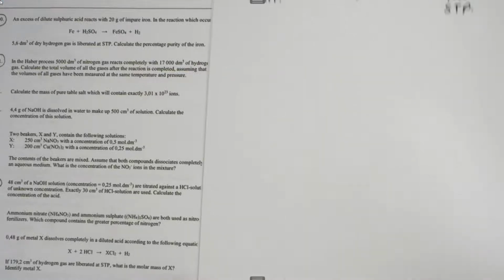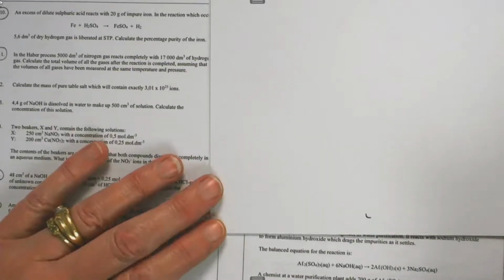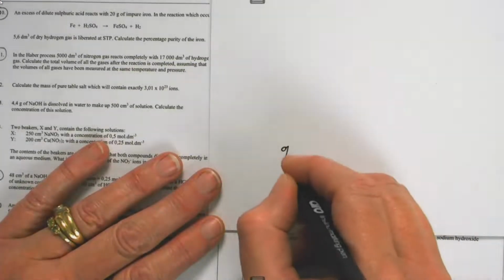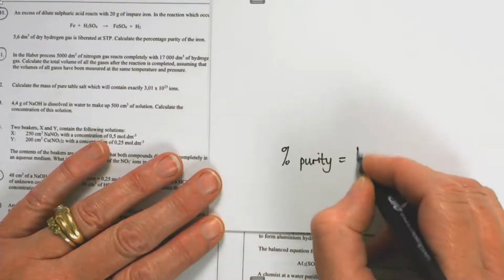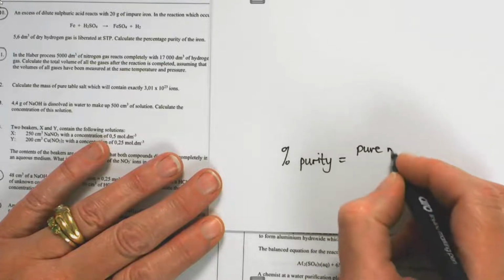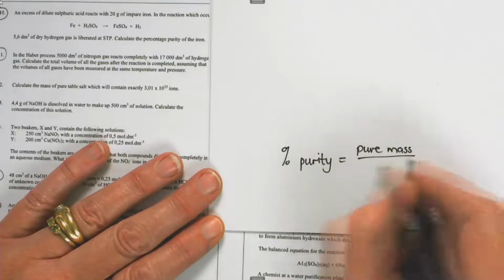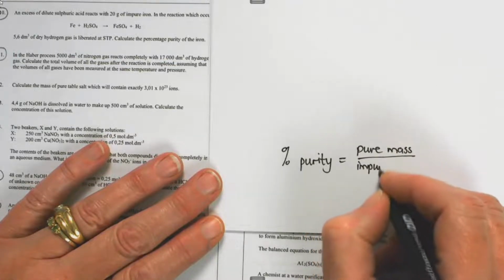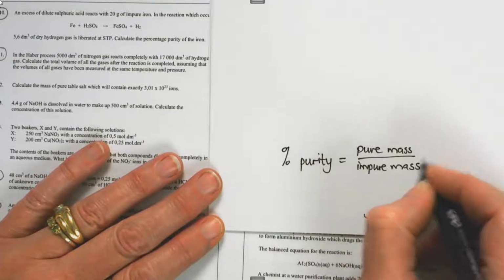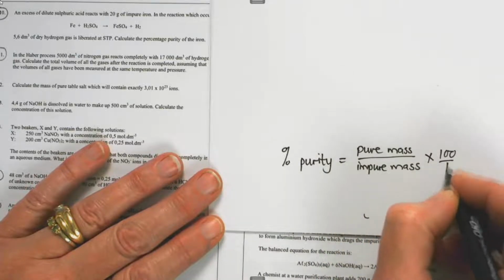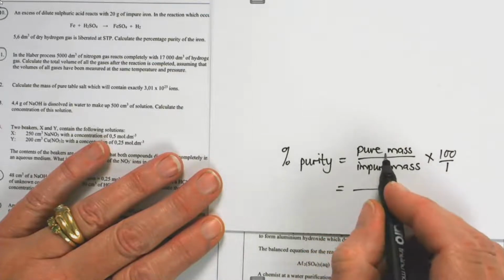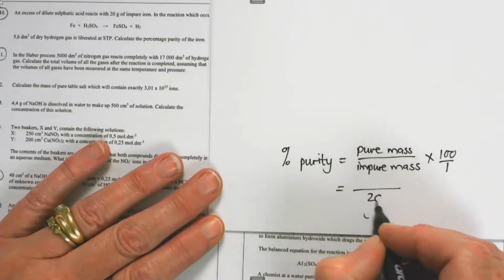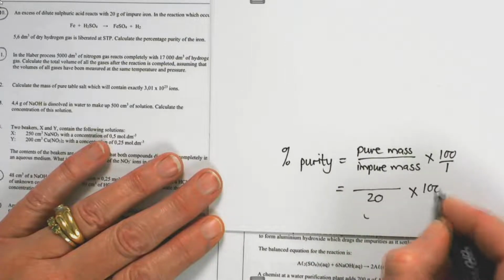So I'm just going to write here at the bottom of the page, if we want percentage purity, it means you must take the pure mass divided by the impure mass times 100/1. So that is your formula that you need. I don't have the pure mass at this stage. I have the impure mass times 100/1.